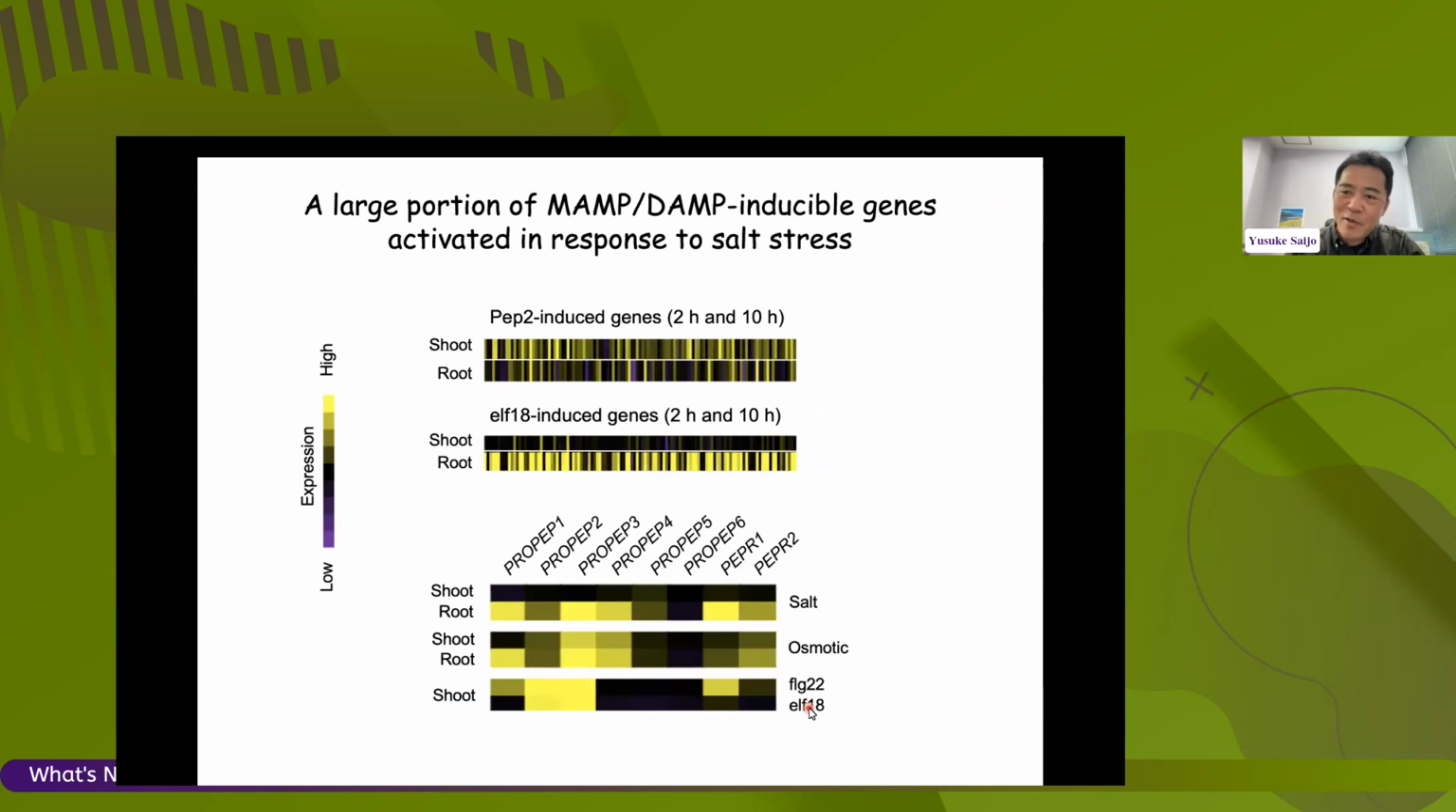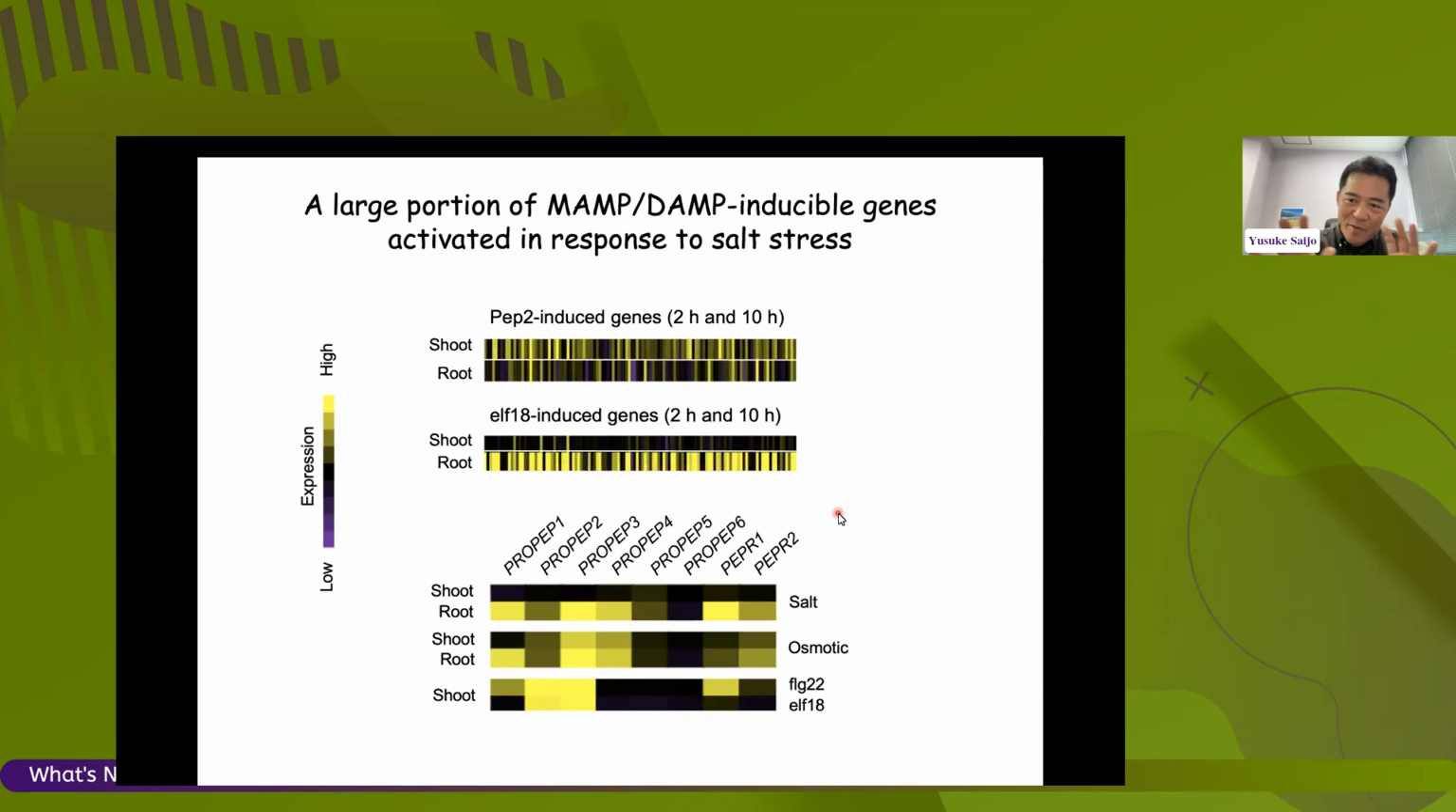At that time, we worked with postdoc Koji Yamada, who later discovered the sugar transporter as an important phosphorylation target of the pattern receptor complex. Because he used to work on salt stress responses, he immediately noticed the high overlap between these MAMP and DAMP induced transcriptome responses and the salt induced transcriptome. As you can see here, most of those PEP or elf18 induced genes are highly induced also in response to salt stress.